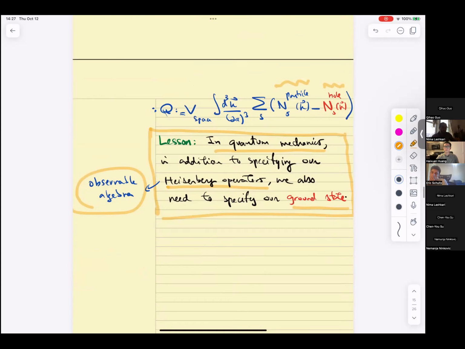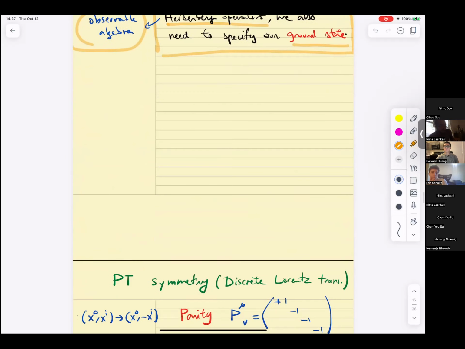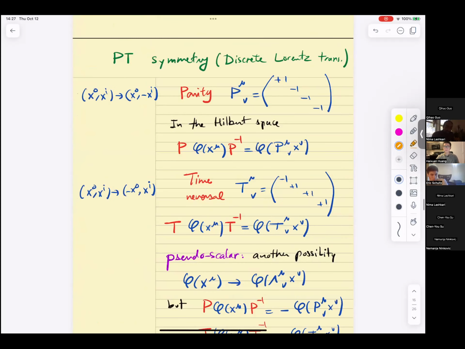All right. If not, in the remaining 15 minutes, I want to discuss the parity time reversal symmetry. If you recall, this was part of the discrete Lorentz transformations. When we discussed Lorentz transformations, we saw that in 4 dimensions, there were 4 disconnected parts to it, and parity and time were taking us in between.